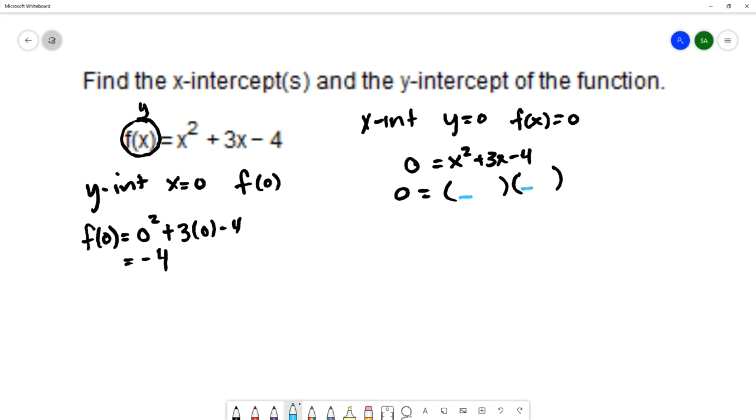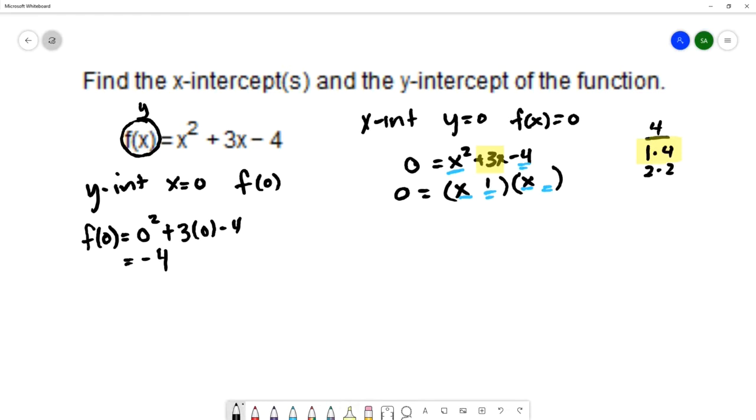The values in the front need to multiply to be x squared, so that'll be x times x to get x squared. The terms in the back need to multiply to be 4. So the factors of 4 are 1 times 4 or 2 times 2, but I'm going to use 1 and 4 because I'm more likely to get the right middle number with 1 and 4.